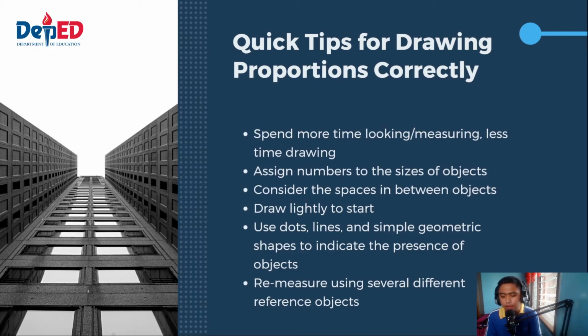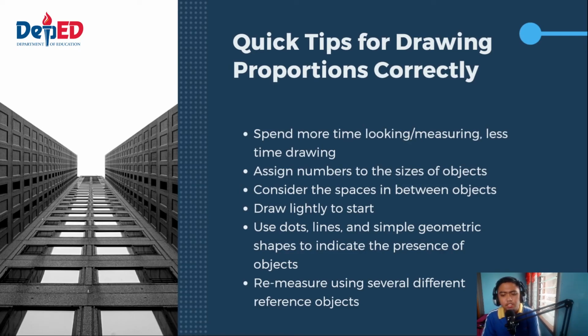Draw lightly to start. This is my problem. I have a heavy hand, so most of the time I draw a dark line already. But if you are good at illustration, you should start with light sketches. Use dots, lines, and simple geometric shapes to indicate the presence of an object. You don't need to draw the object itself. If you're just estimating the proportions, you just put either a square or a circle to signify the position of your object, and you can think of ways on how to make it proportionate.